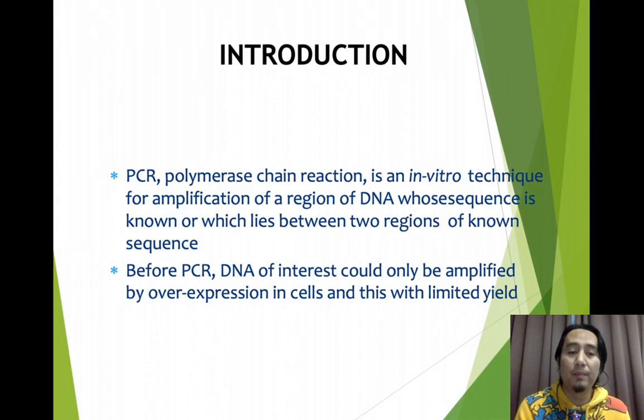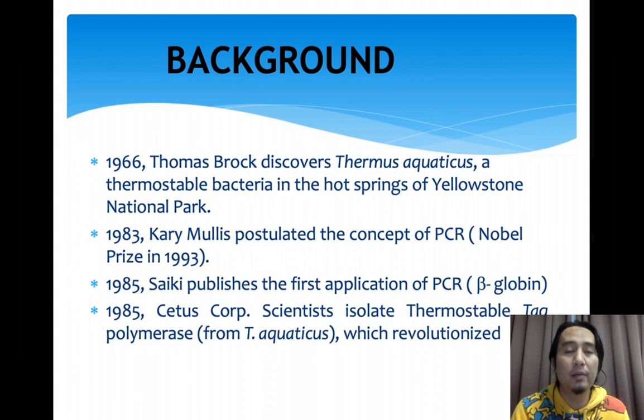And this is a little bit backgrounds of the PCR. So on 1916, Thomas Brook discovered Thermus aquaticus, a thermostable bacteria in the hot spring of the Yellowstone National Park. So Thomas Brook is a microbiologist, a really famous microbiologist. I'm not sure which microbiologist book you use, but in my case, I'm using a microbiologist reference book from Thomas Brook, right? So this scientist found a Thermus aquaticus that can live in the hot spring in the Yellowstones back in 1966.